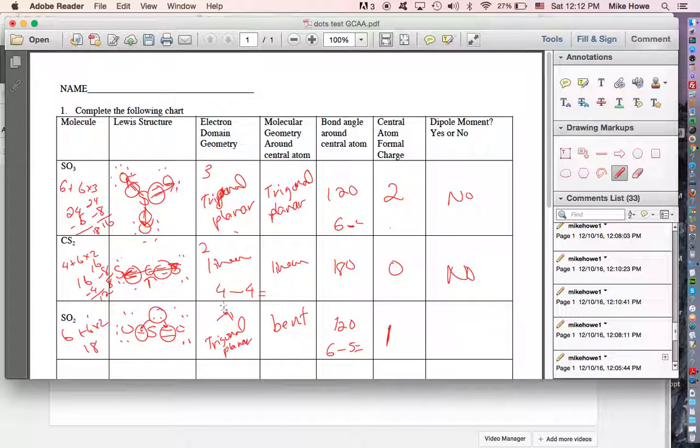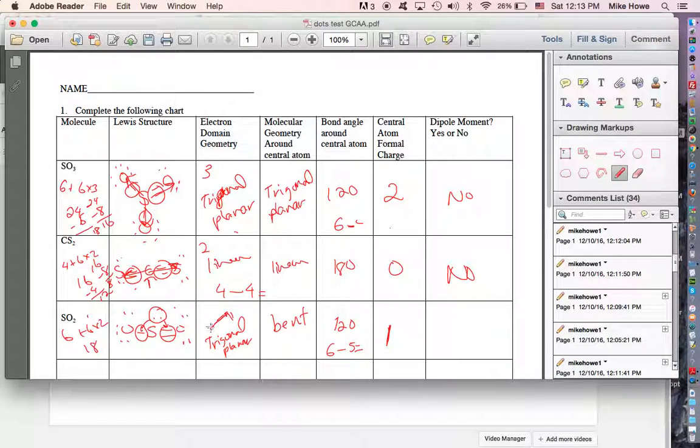And is it polar? Yes, because what happens is the electrons move toward a more electronegative element. So they move in this direction and down in this direction. So they do not cancel. Those vectors do not cancel. And that makes it a polar molecule.